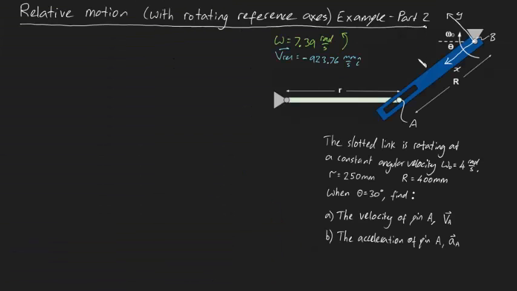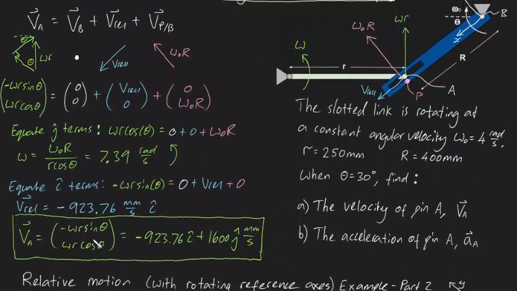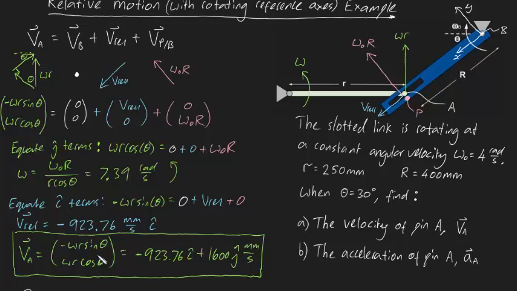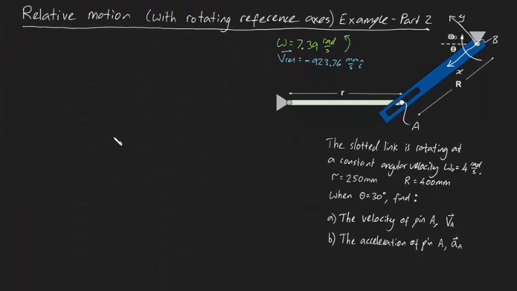G'day guys, welcome back. In the last video, we attempted to answer part A of this fairly challenging relative motion problem. And as you can see, we did in fact find the velocity of this pin A just here. Now in this video, I'm going to be trying to answer part B of this question. I'm going to be trying to find the acceleration of pin A just here.